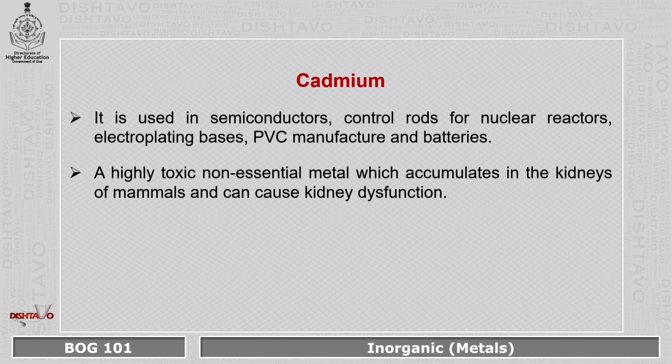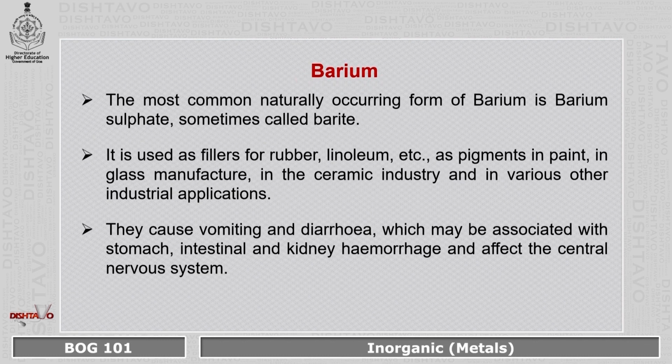Cadmium is used as a semiconductor, in control rods for nuclear reactors, and in electroplating bases. It is used in PVC manufacture. It is present in batteries. It is a highly toxic non-essential metal which accumulates in the kidneys of mammals and causes kidney dysfunction.